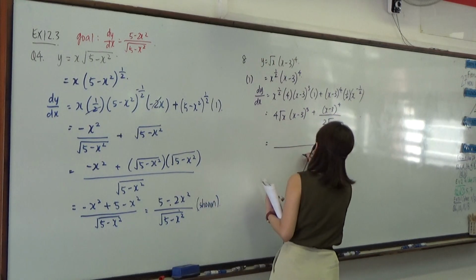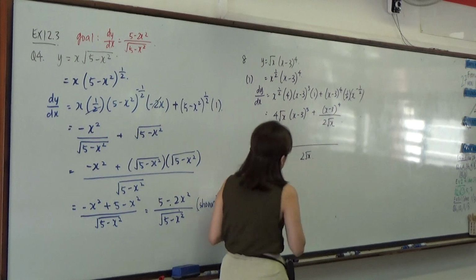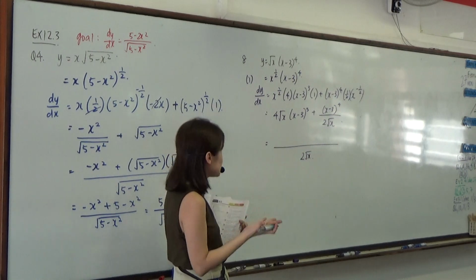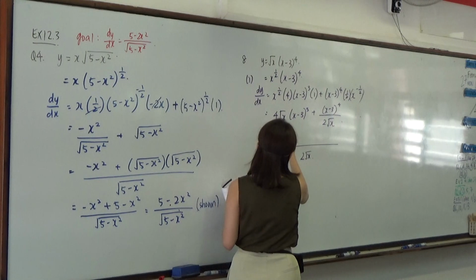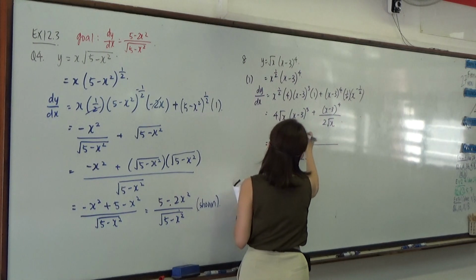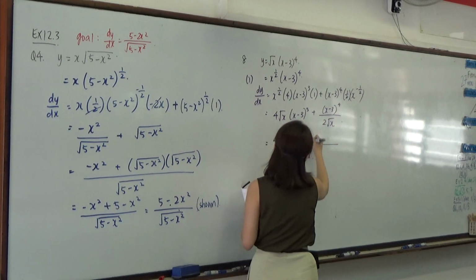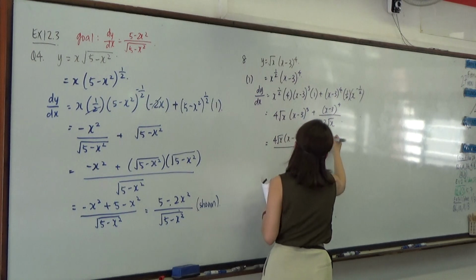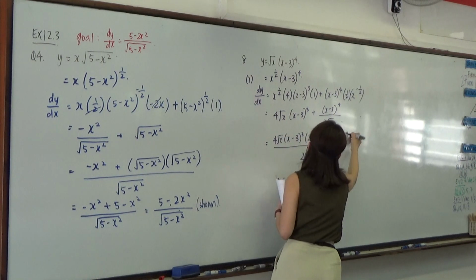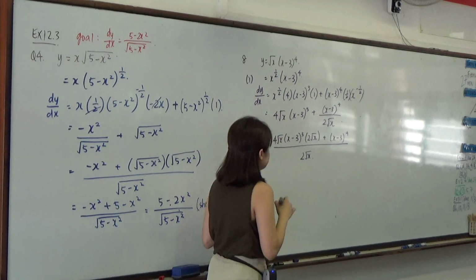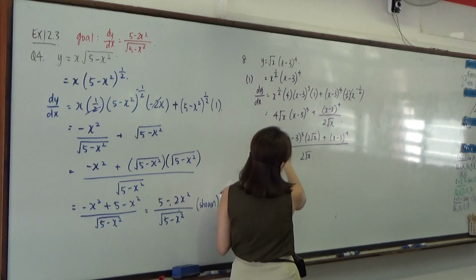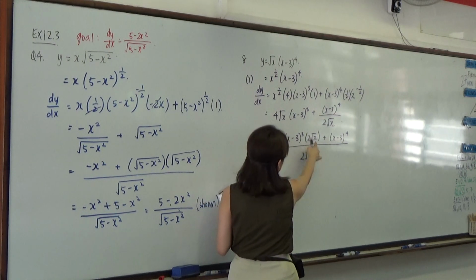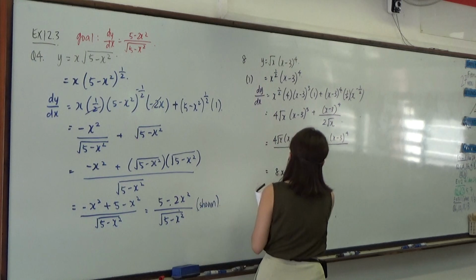Otherwise, if you want to express it as a single fraction as per your textbook's answer key, you will have to multiply the term on the left by 2 square root x before we can make it into the same denominator. 4 times 2 is 8, and square root x times square root x is x.